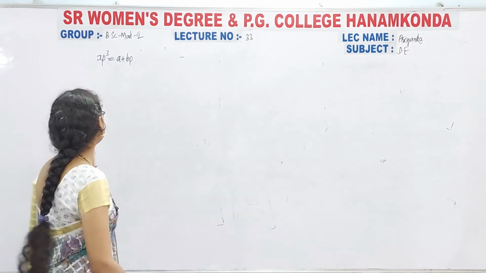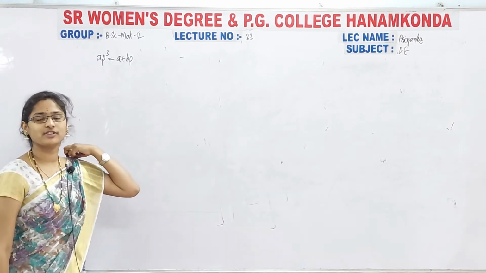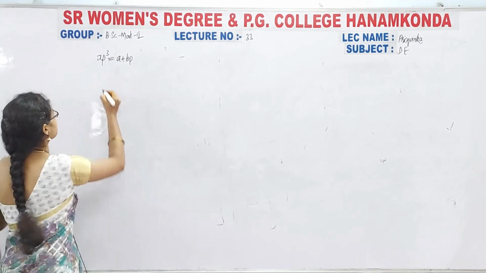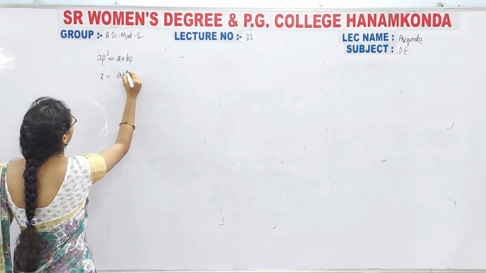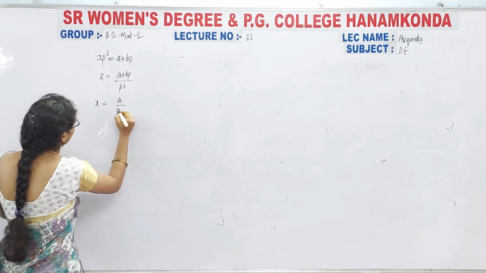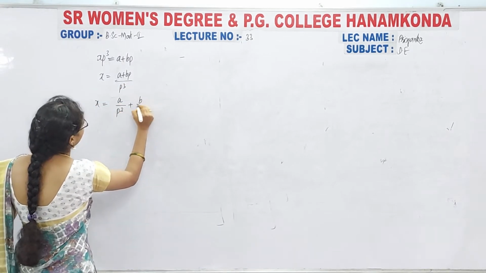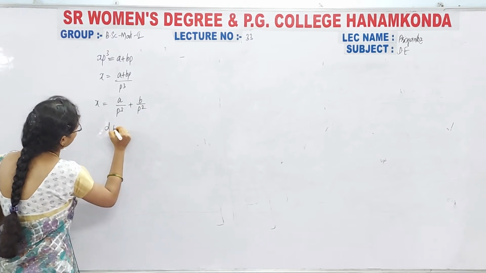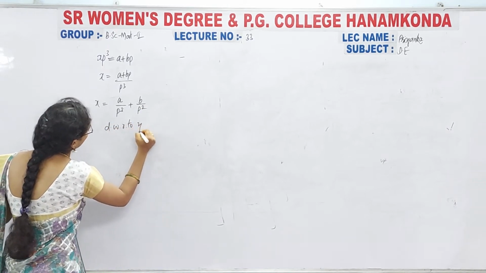Okay, so now here simply I have the value like this. First of all, what I have to do is calculate x. So x is equal to a plus bp by p cube. Now x is equal to a by p cube plus b by p square. Now differentiate it with respect to y.